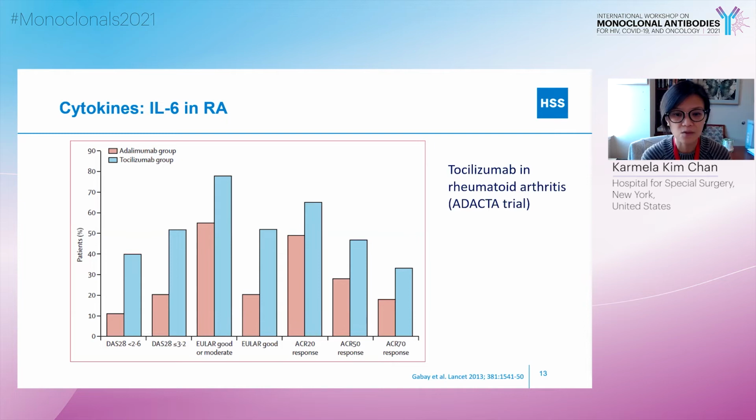On the x-axis, we have the various disease measures, and on the y-axis, we have the percent of patients achieving those measures. The pink bars represent patients treated with adalimumab, and the blue bars are patients treated with tocilizumab. This study was pivotal and led to the European League Against Rheumatism recommendation that anti-IL-6 is preferred for patients with rheumatoid arthritis who cannot be treated with conventional disease modifiers.